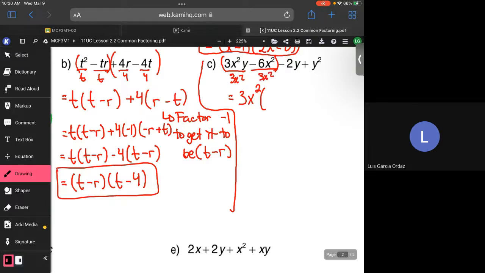Let's start with the first one. 3 divided by 3 obviously gives me 1. X squared divided by x squared also gives me 1. So what am I left over with? Just y. Now the next one, I have negative 6 divided by 3. Negative 2. And x squared divided by x squared is just 1, so I can just leave it like that.